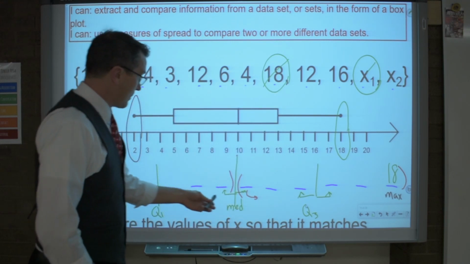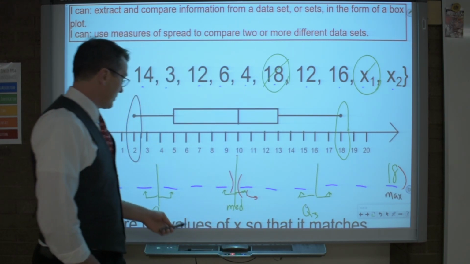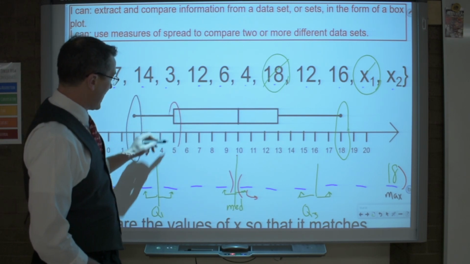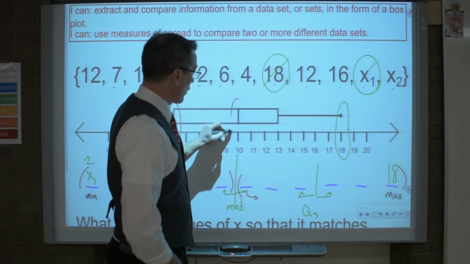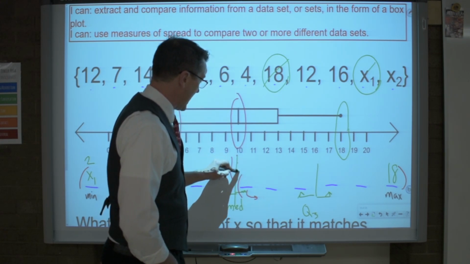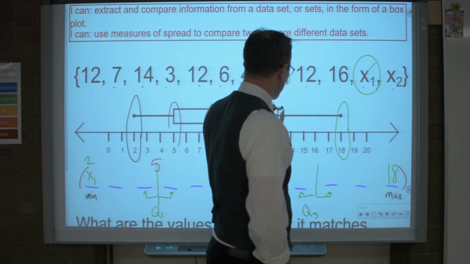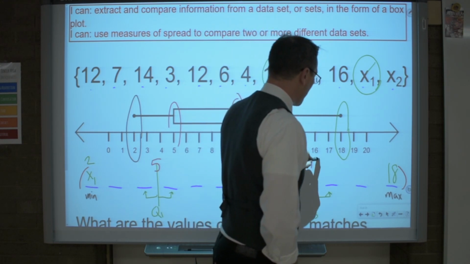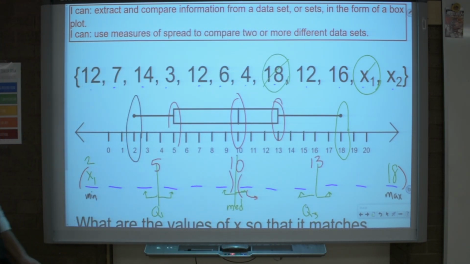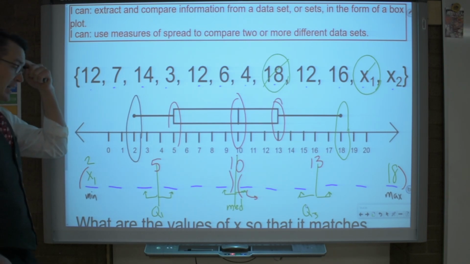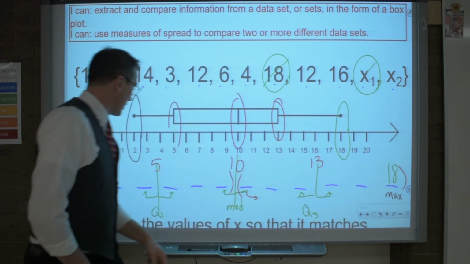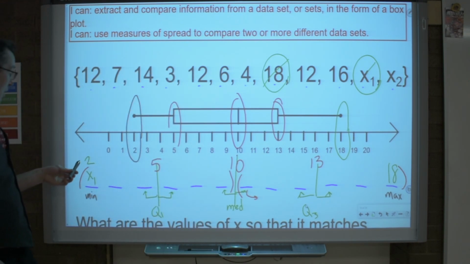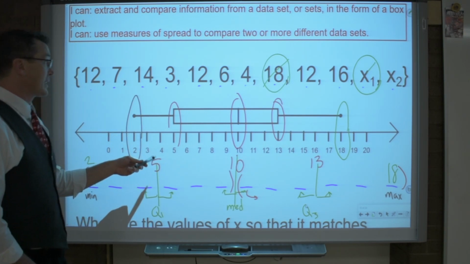I'm going to label what my quartiles here are. My quartile 1 needs to be 5, so this has to equal 5. My quartile 2, or the median, has to equal 10. My quartile 3, or the upper quartile, has to equal 13. So, as I'm inputting my numbers, I have to keep this in mind. Do I have any numbers that are greater than or equal to 2, or less than or equal to 5?